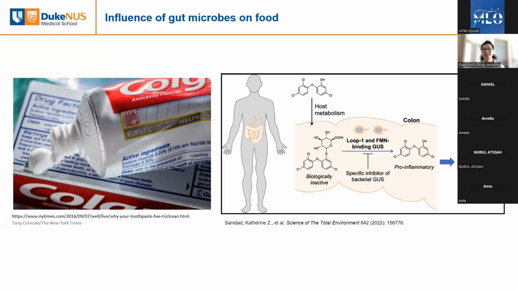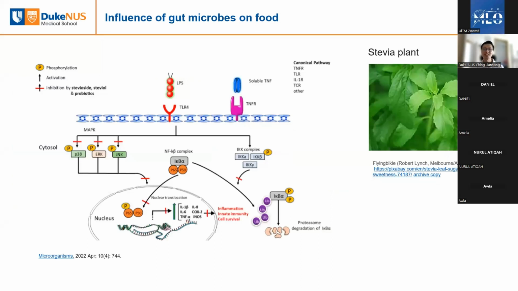Overall, these results support that these commonly used compounds could be environmental risk factors for IBD and associated diseases through gut microbiota influence. In a more positive sense, the gut microbiome can also do good things to your food. Stevia, you find it in Coke and so on, the Coke Zero. Stevia is a zero-calorie sugar substitute and is recognized as safe by the FDA and EFSA, the European Food Safety Authority.